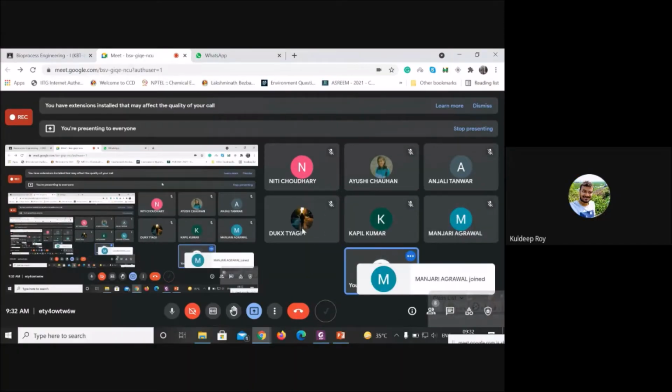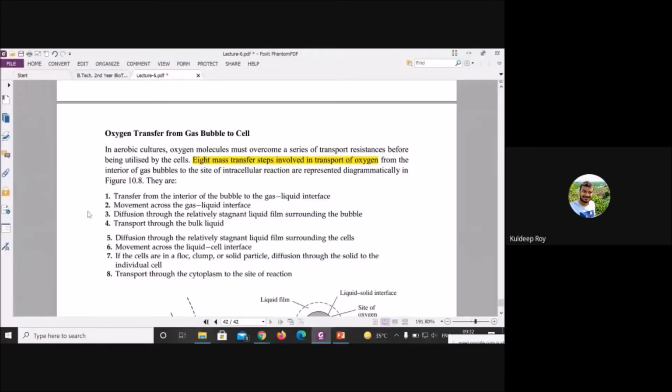In the last class, we discussed how mass transfer is related to your biotechnology, or bioprocess engineering course, and how mass transfer affects the design of a particular bioreactor. We also talked about the fundamental thing, Fick's law of diffusion, which is very important. By applying that, you can easily determine the diffusivity, the mass flow rate, and the mass flux. These things you can determine for a particular system.